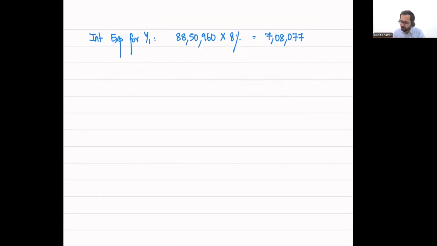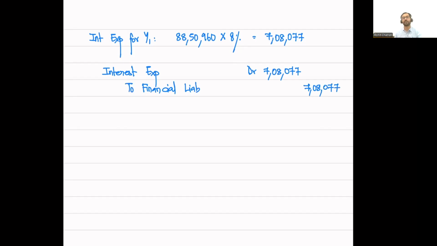The journal entry for this is going to be: interest expense debit. All right, we debit interest expense of 7 lakh 8,077 and we credit to financial liability of 7 lakh 8,077. It is basically like we are actually adding it to the value of debt. All right, we are adding the amount of interest payable to the value of debt.